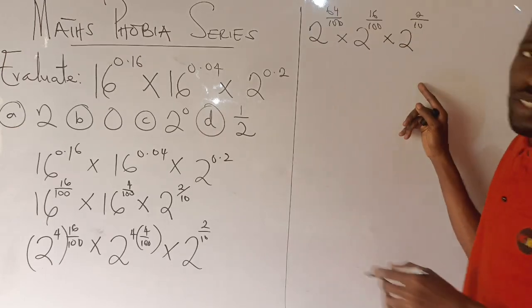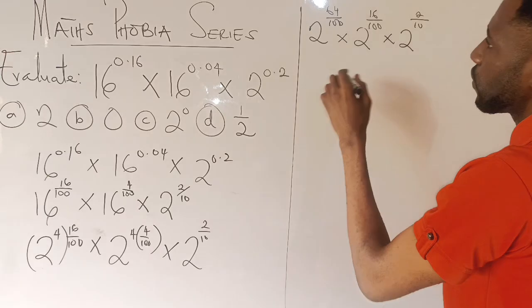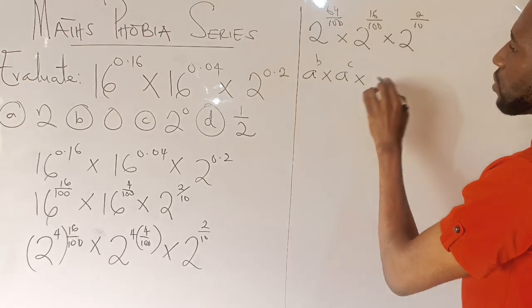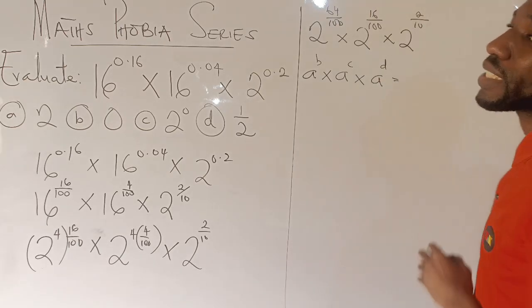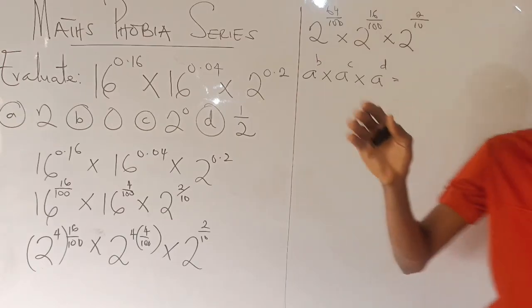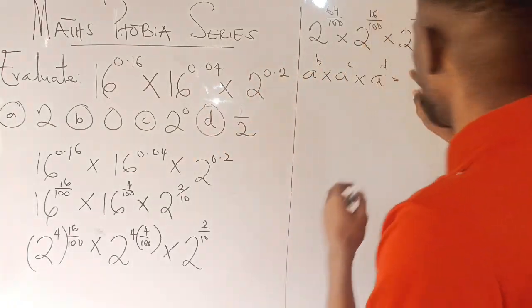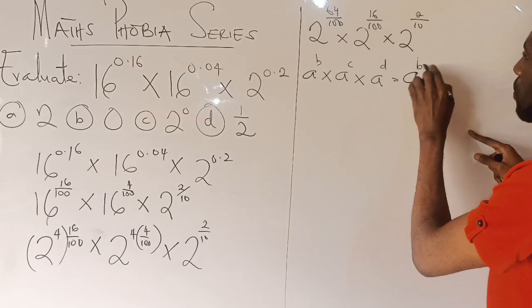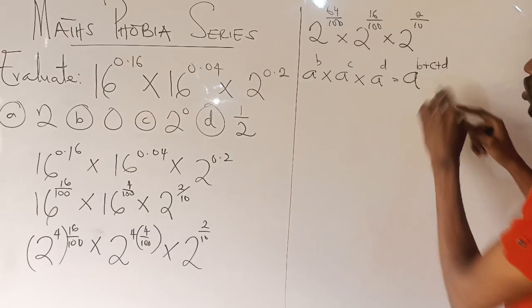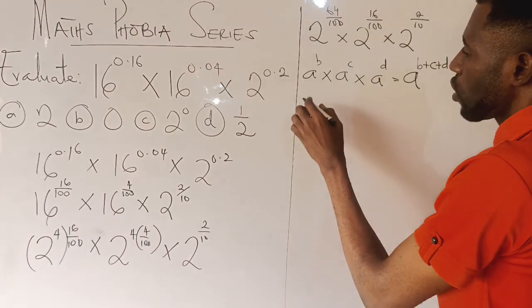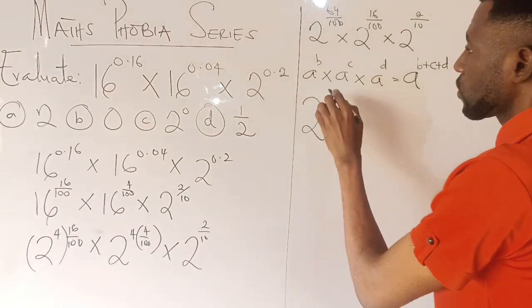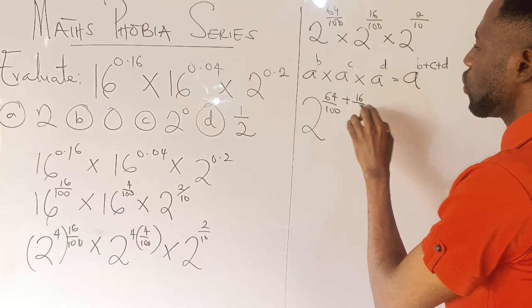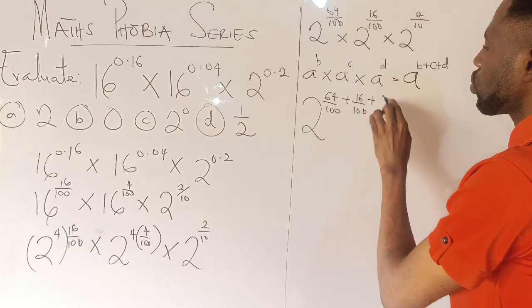So we can now apply the law of indices, which states that if you have a raised to the power of b times a raised to the power of c times a raised to the power of d, as long as they have the same base, we can simplify this to one of the base, then add the powers: b plus c plus d. So let's apply the same thing to this question. I'm going to have 2 raised to 64 over 100 plus 16 over 100 plus 2 over 10.